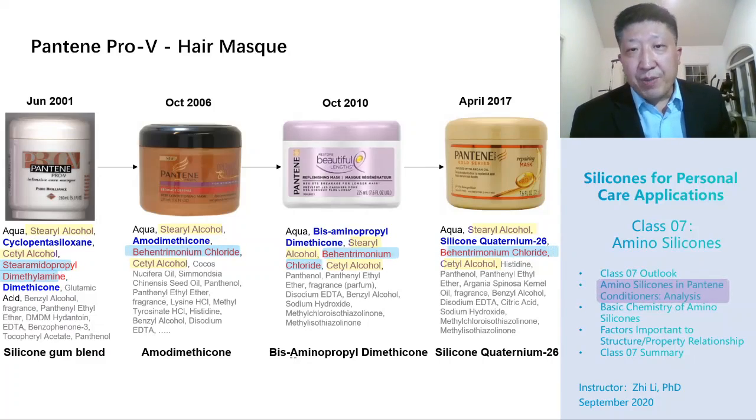Okay, let's look at amino silicones. Where are they? I'm highlighting those magic silicones, where they are in the ingredient list.